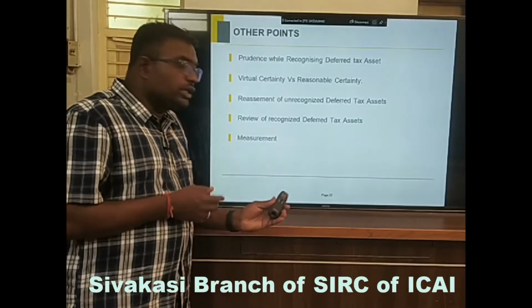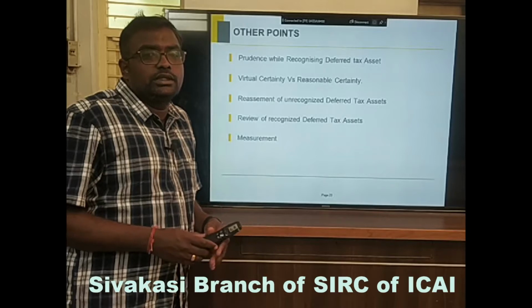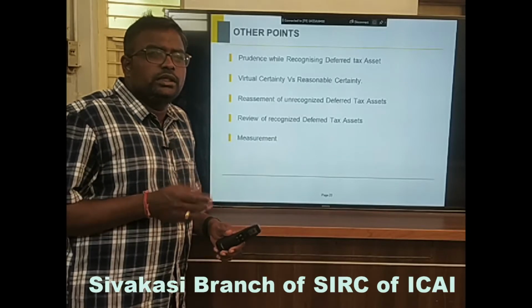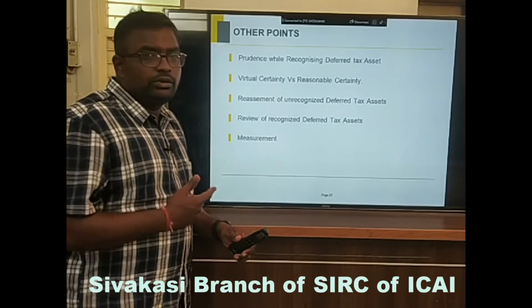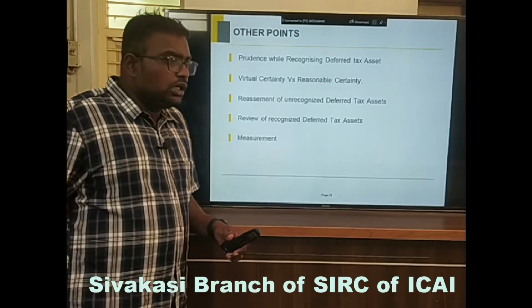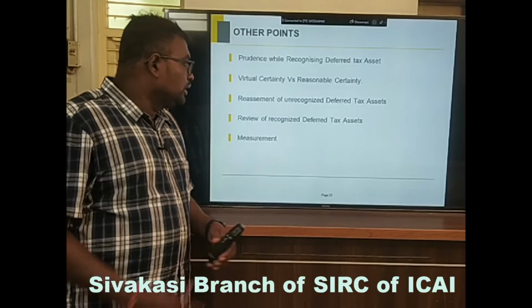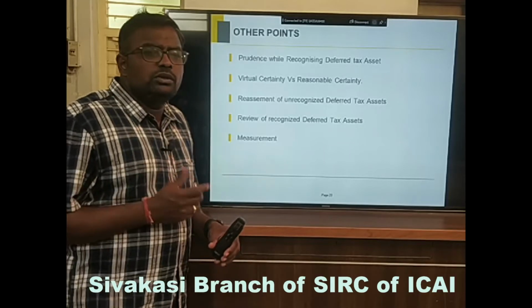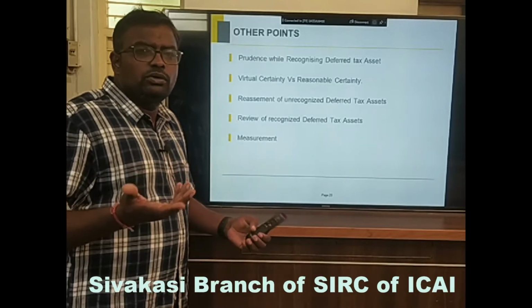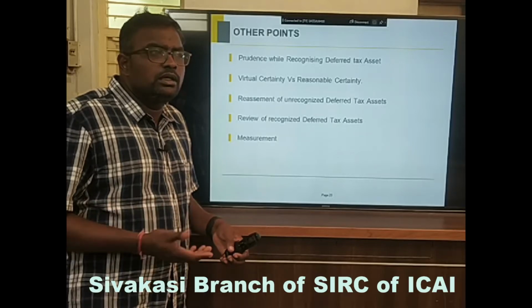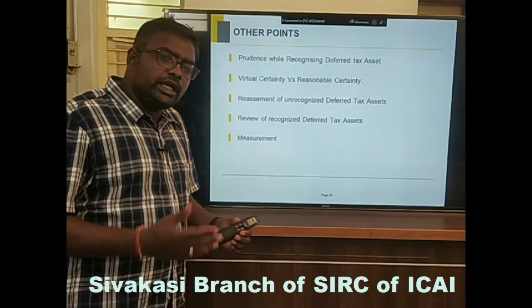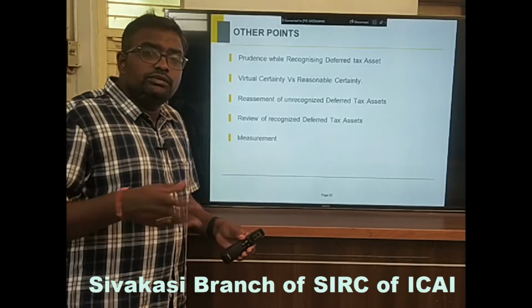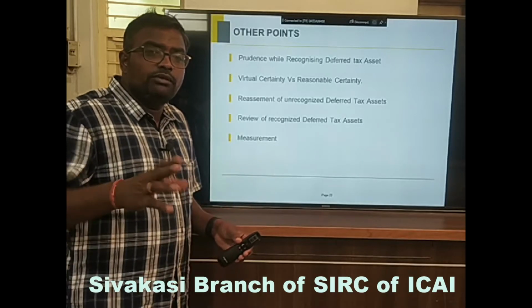So you have to review the deferred tax asset recognized every year. In case you feel that this deferred tax asset cannot be recognized in future, you have to impair it, or you have to reverse it. Measurement at what rate? Current tax is under the Income Tax Act; every year the finance minister gives the income tax rates. So current tax will be at that rate, whereas the deferred tax is for future.